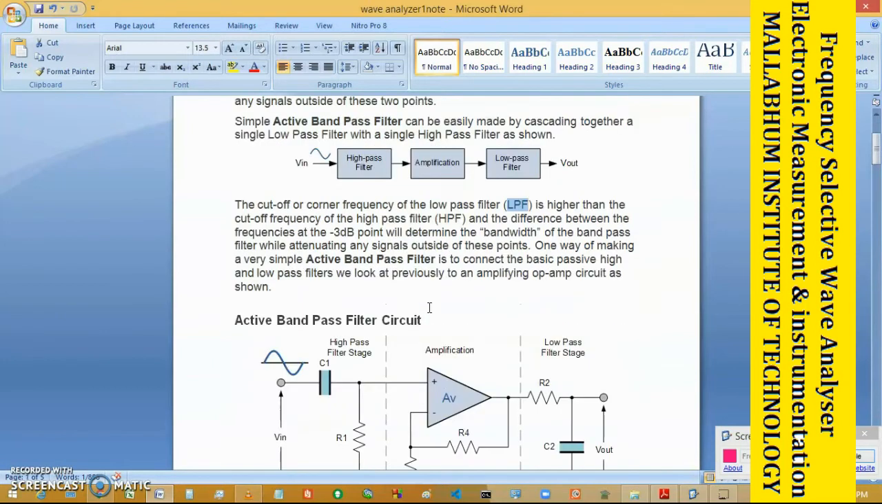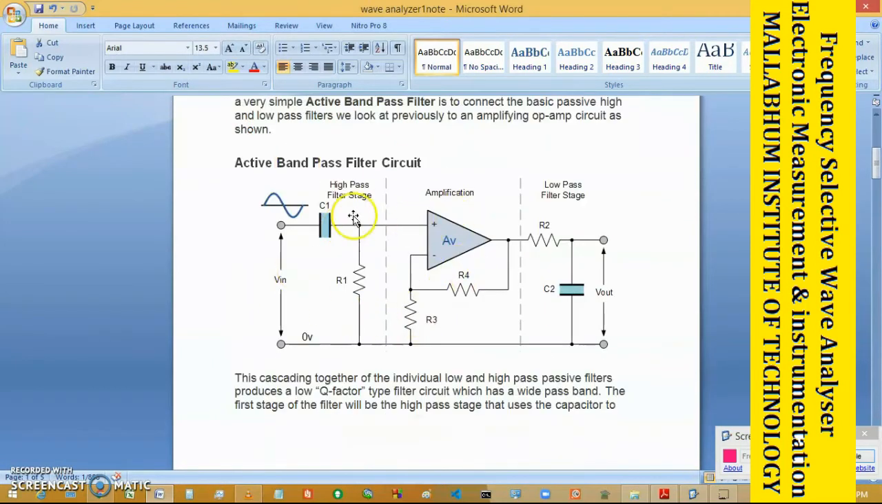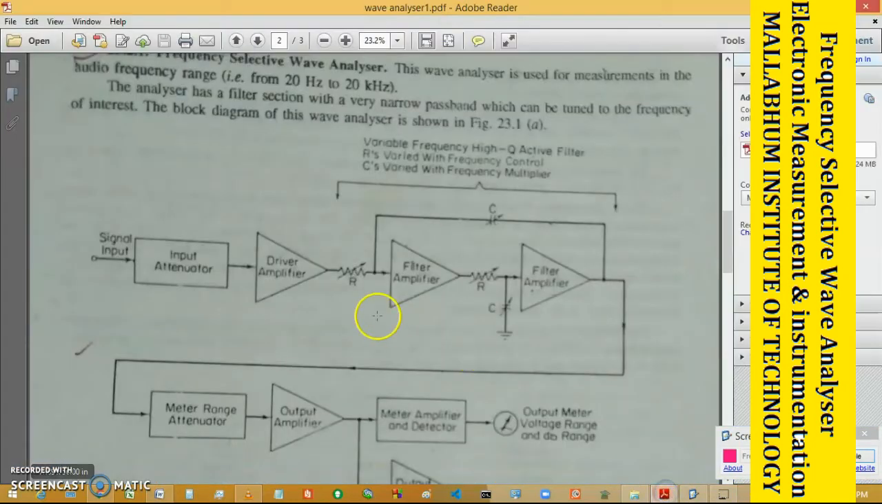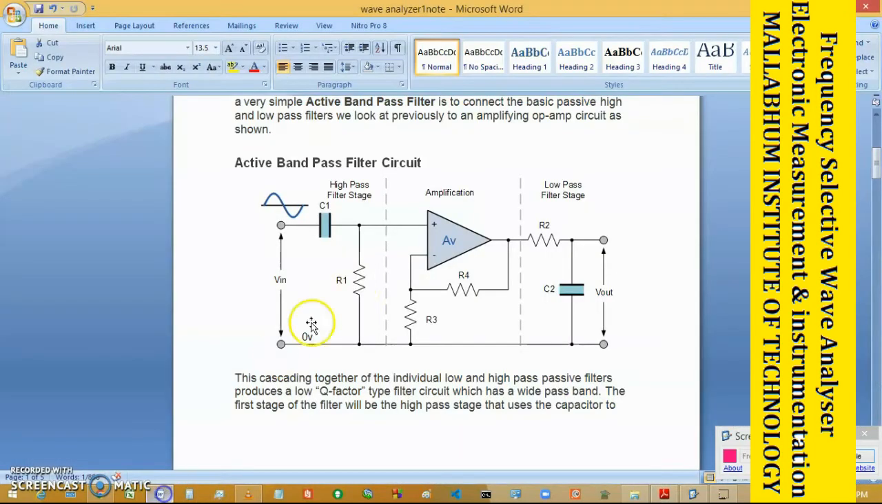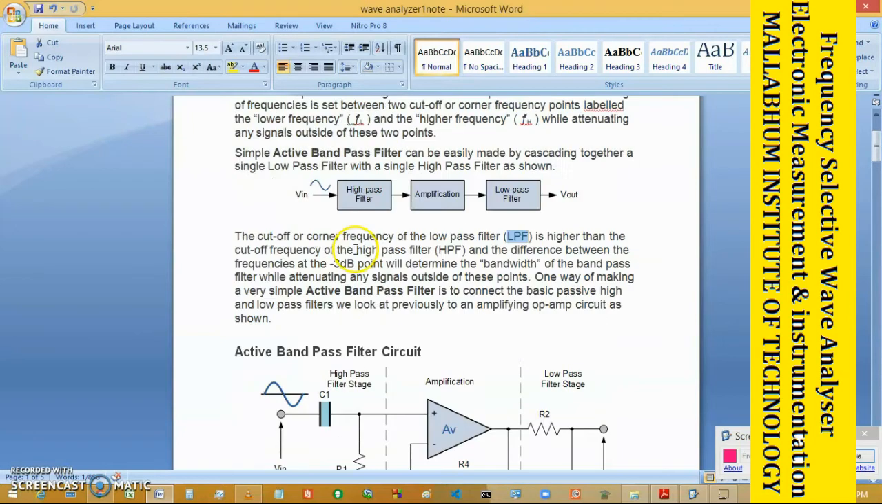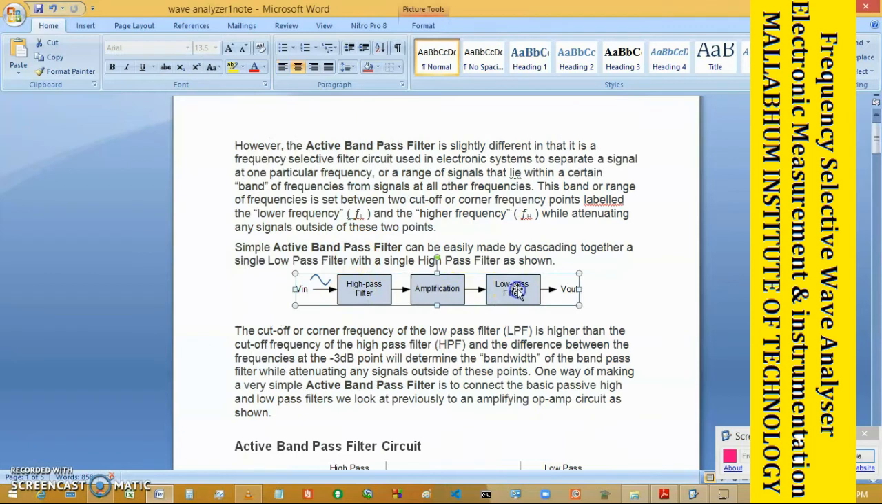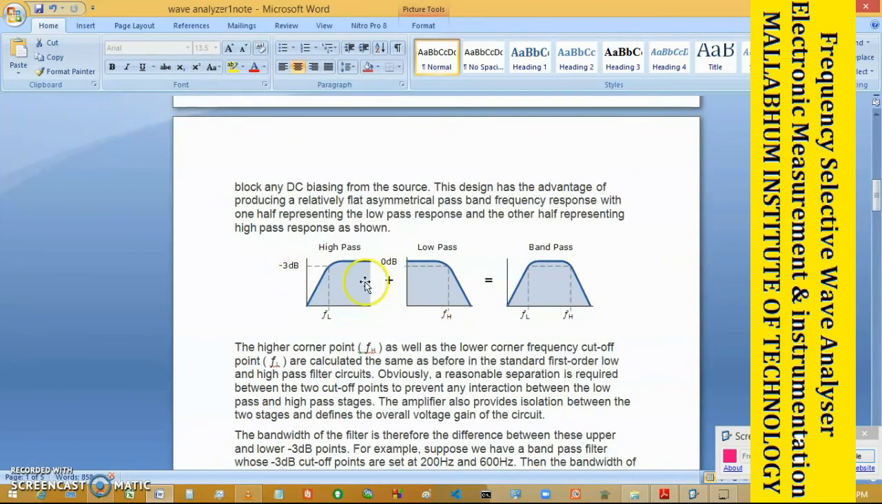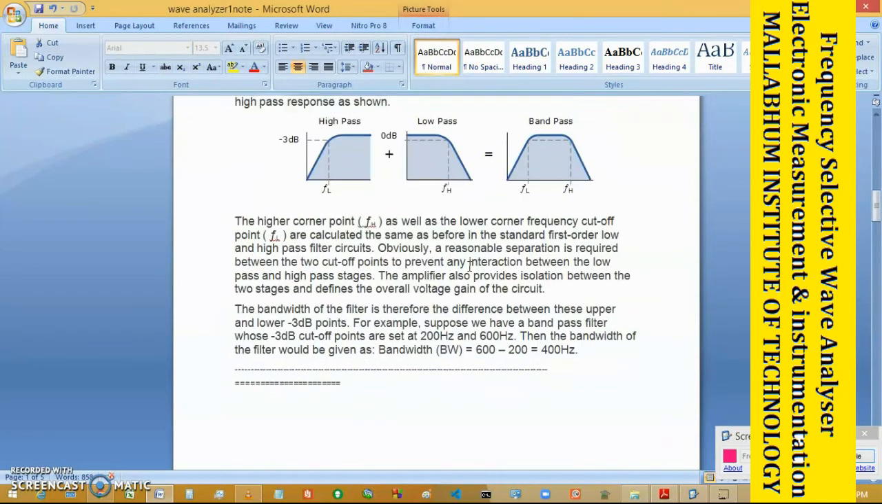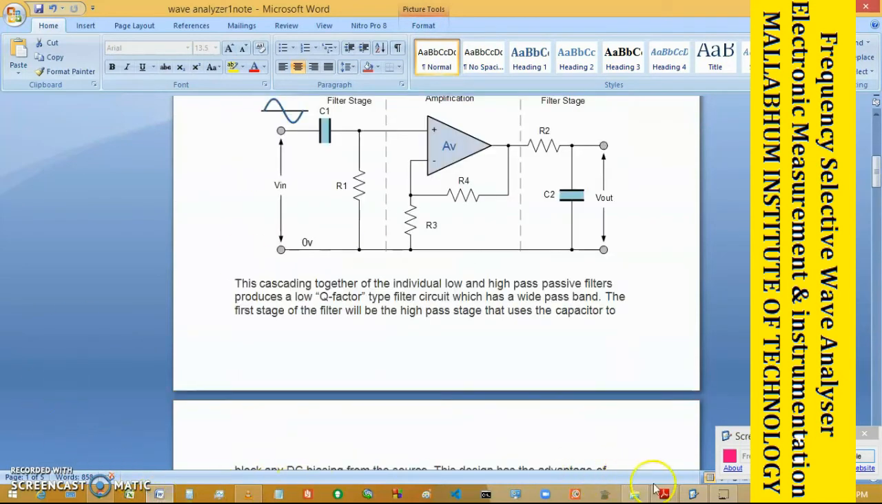Okay, so that is the meaning of this active band pass filter circuit. You can draw a similarity between these. This is RC, this is RC, there is an amplifier, there is an amplifier. The main point is that the active narrow passband filter consists of a first stage, which is a high pass filter, and a second stage, which is a low pass filter, and the output of both together is a passband filter. Okay, so that is written over here.